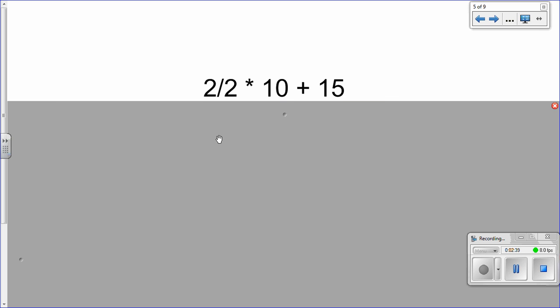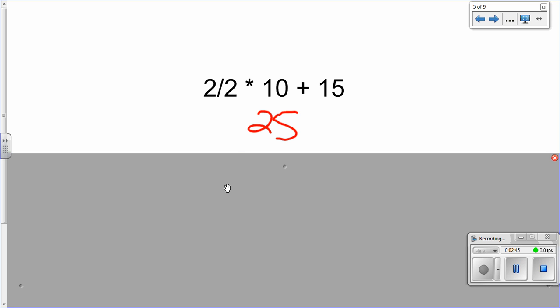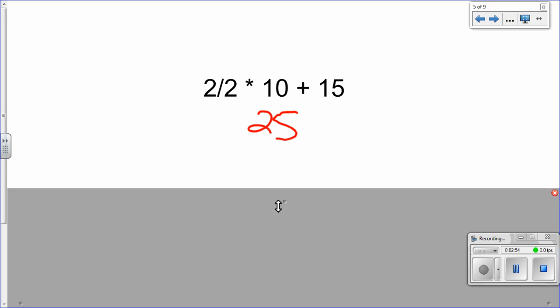So here we have an example. 2 divided by 2 times 10 plus 15. It should work out to be 25. 2 divided by 2 is 1. 1 times 10, 10 plus 15.